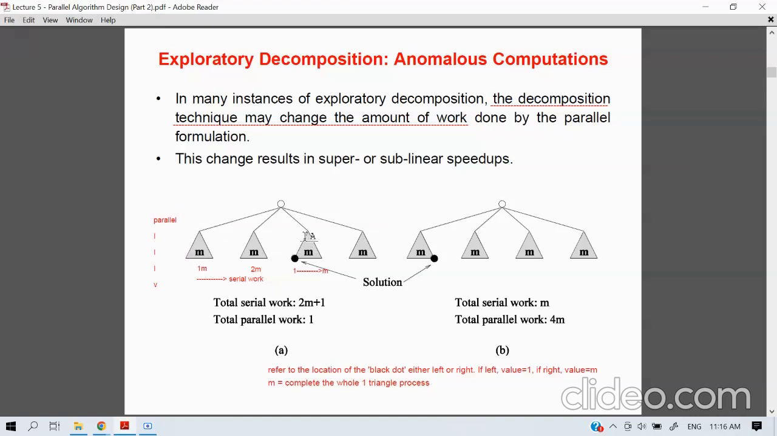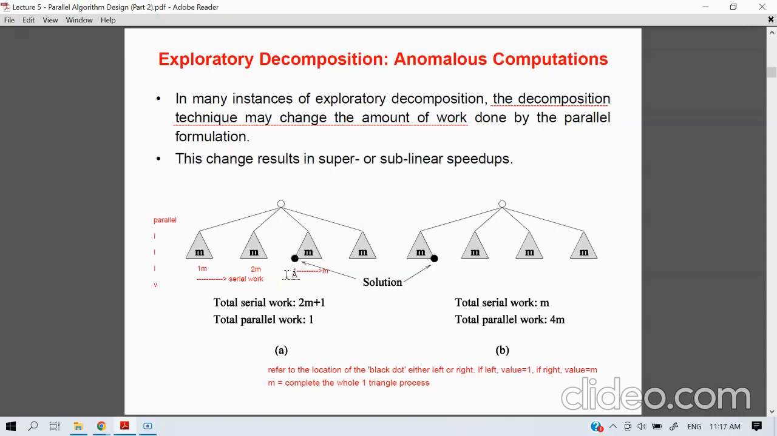Okay, so how do we calculate? We need to consider the circle. Look at the circle. The circle is located at the third triangle, so we know that the first and second triangles have been completed. That's why it is stated as 1M and 2M. How do we know whether it is 1M or 2M, or 1 or M? You need to look at the third triangle.